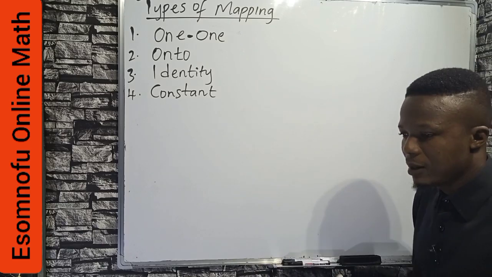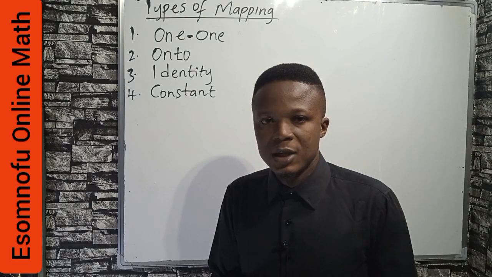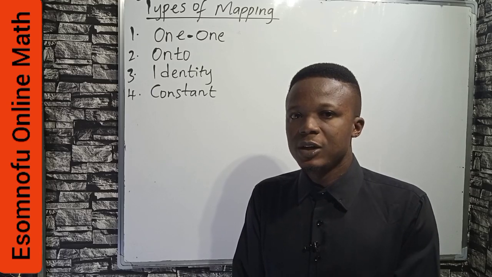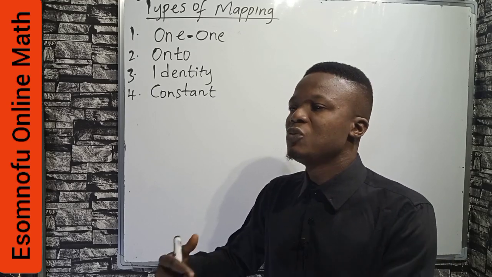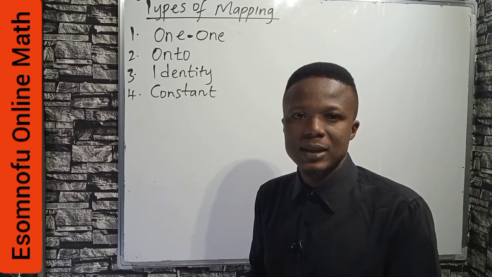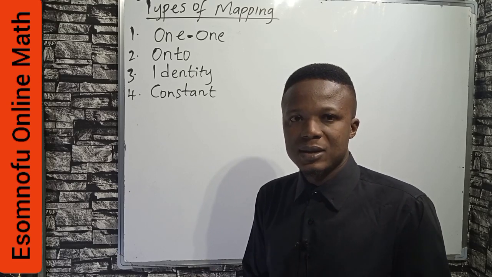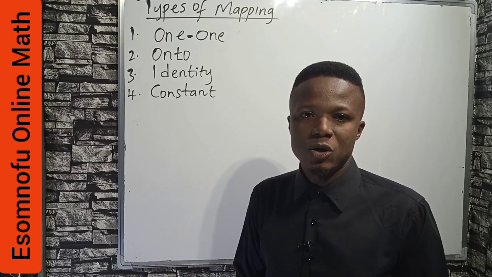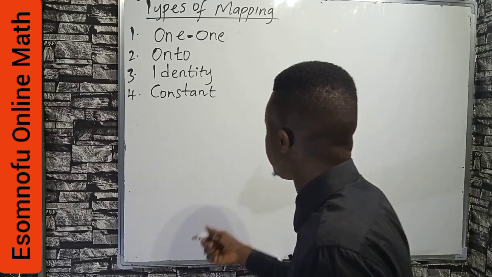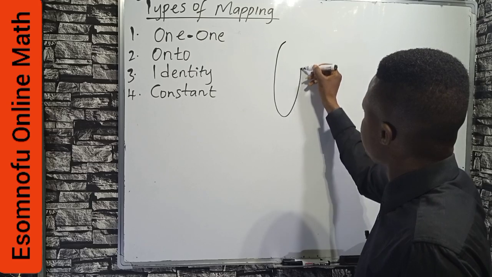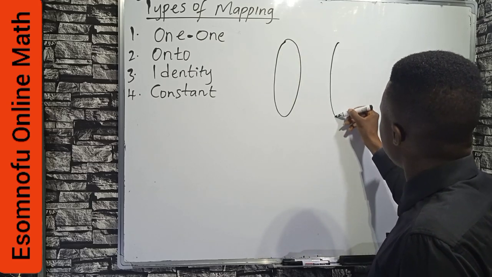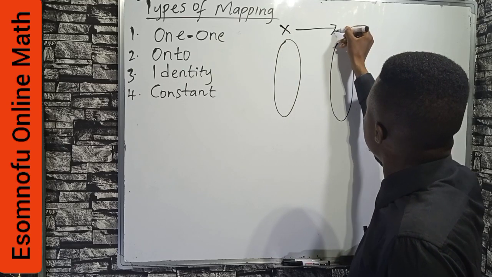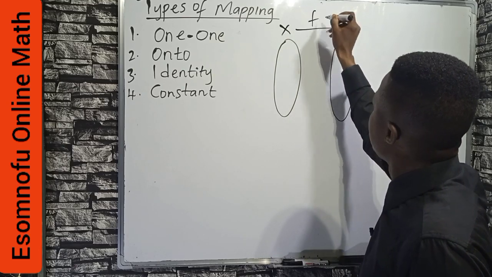Okay, now when you talk about one-to-one mapping, it's just that kind of mapping where each element of the domain is assigned to a unique element in the codomain. That is, every element in the domain will have a unique image in the codomain. For example, now, this is the domain, and this is the codomain. And they map X into Y.